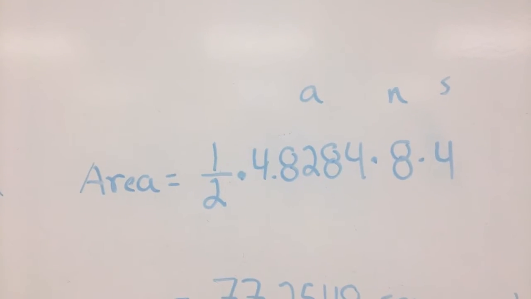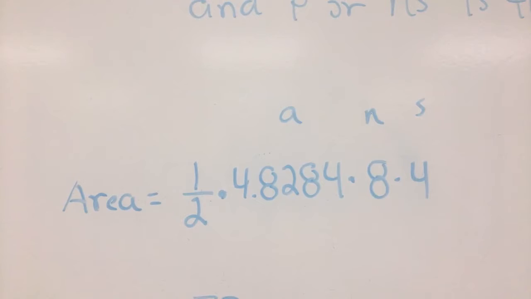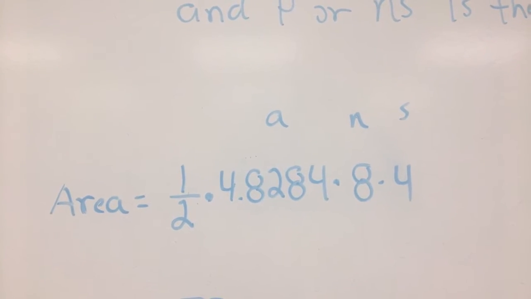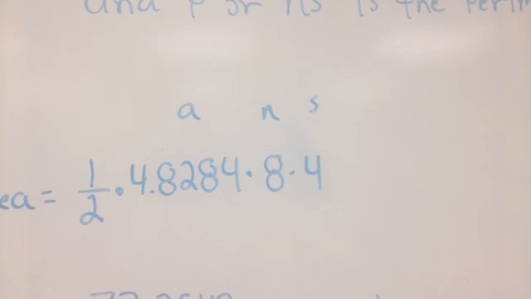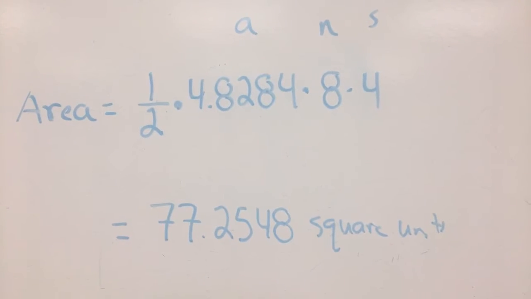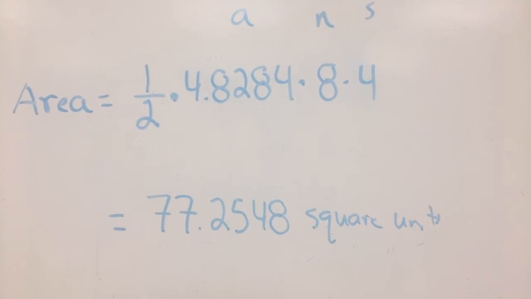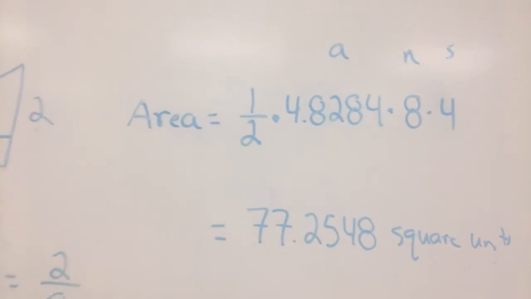Plug the data in. Area is equal to 1/2 times the apothem, I even put the A up there for you, times the number of sides times 4. If you crank all that out, you get 77.2548 square units, all right? Now that was a nice one, okay?